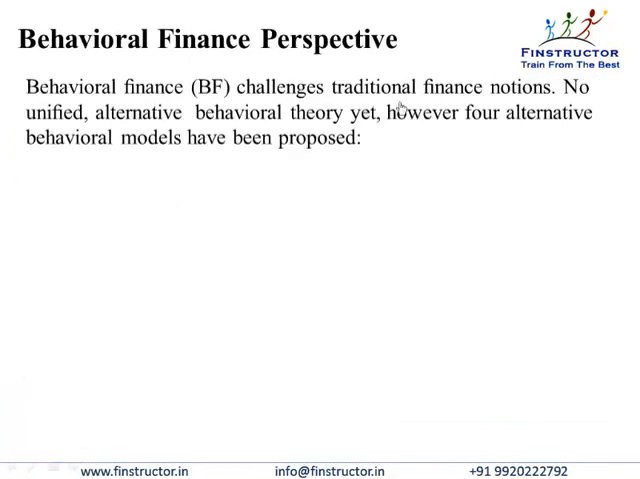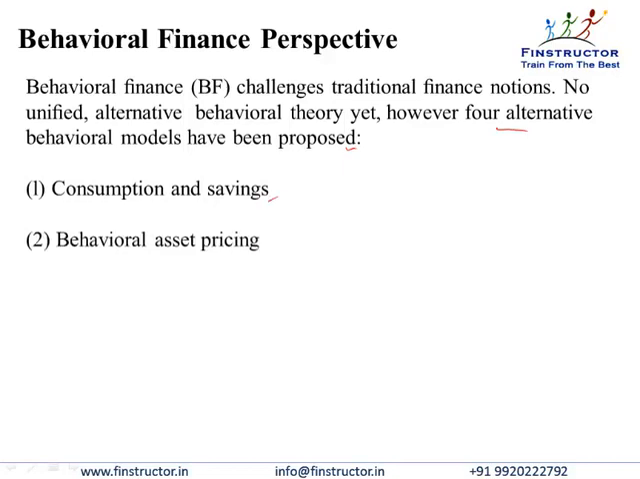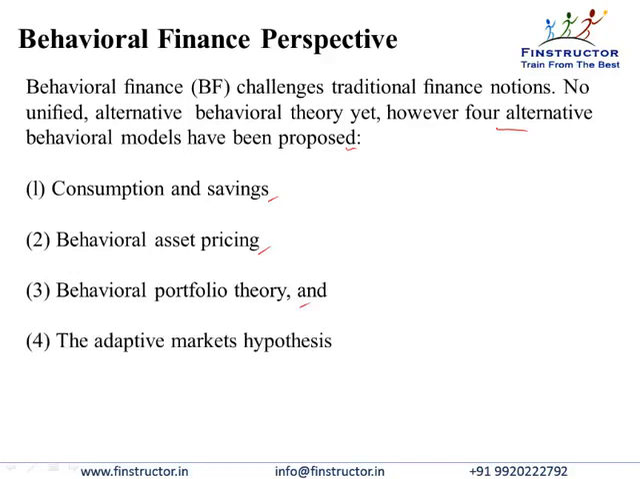The traditional finance assumptions are definitely not all true, as we have argued at various points. However, behavioral finance does not give us any alternative theory like the utility theory. So there is still no behavioral theory. However, 4 alternative models have been proposed that try to explain behavior in the real world. The first model is the consumption and savings model. Second are the behavioral asset pricing, the behavioral portfolio theory, and the adaptive markets hypothesis that we'll go through.